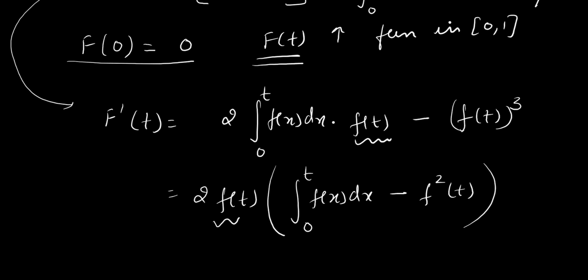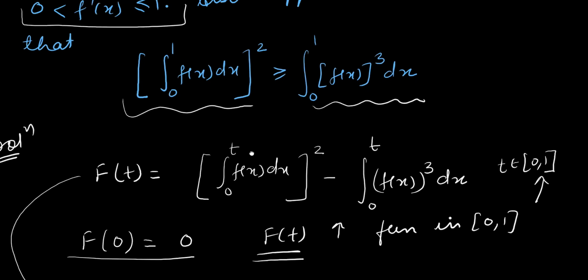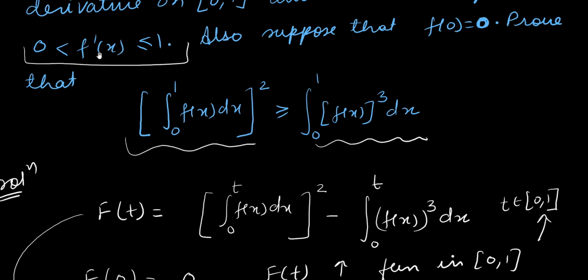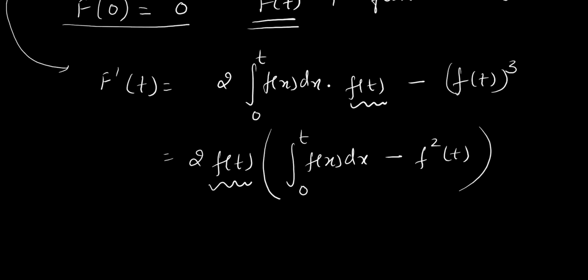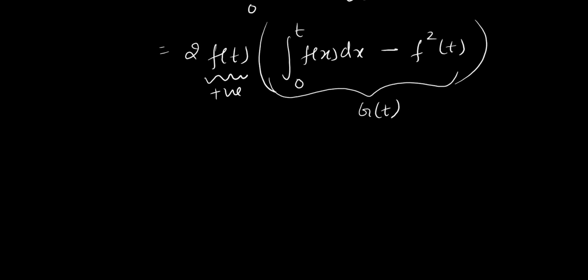Now we know that f dash of t is positive. It is given in the question. We only have to prove F dash of t is positive, and small f dash t is already positive, so the outside factor is positive. But I don't know the sign of this expression. So I said, okay, fine, let us take it as a new function g of t and try to show its sign is positive. If I can prove that this expression has a positive sign, the question will be over. So now I will move ahead with g of t.